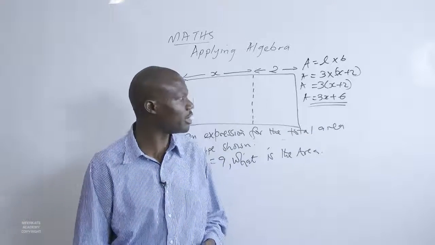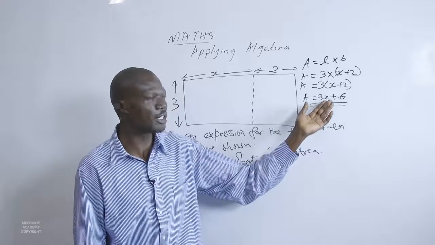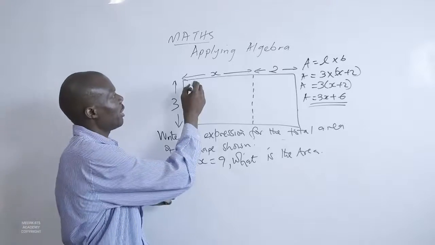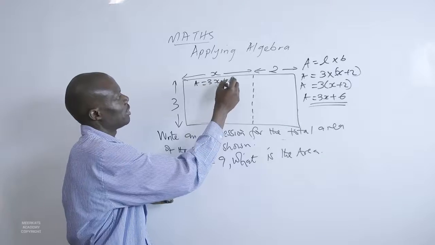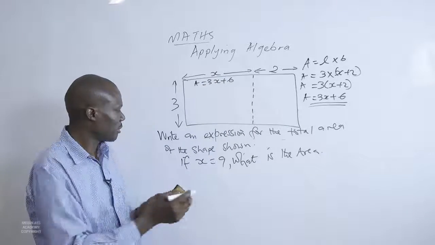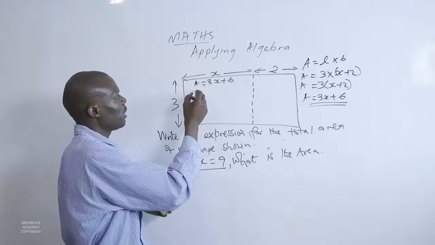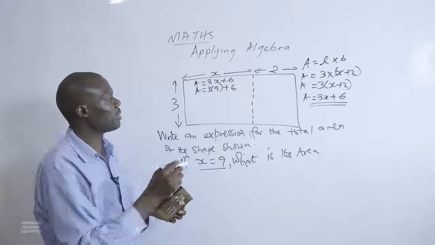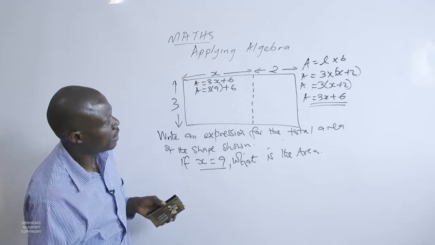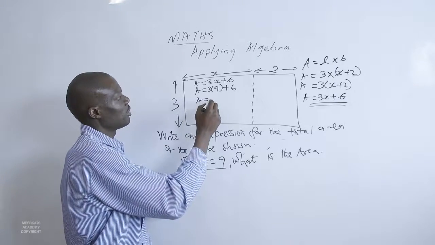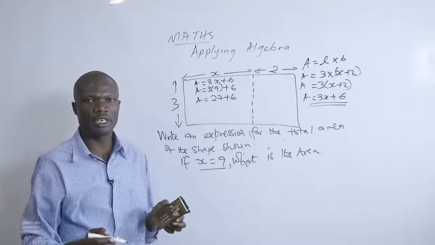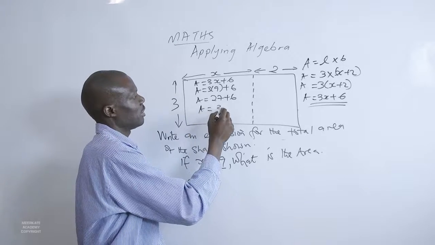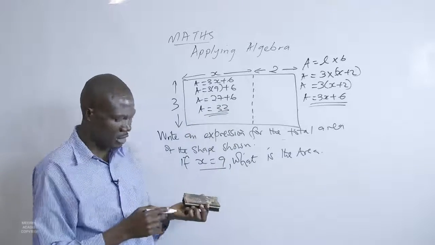So we have the expression here, A is equal to 3x plus 6. If A is 3x plus 6, that is what we have. But x is 9, so we substitute, and you'll find that A is equal to 3 into 9 plus what? Plus 6. 3 times 9 is 27. So this area becomes 27 plus 6, and 27 plus 6 will give us 33. So the area here is 33 square units.